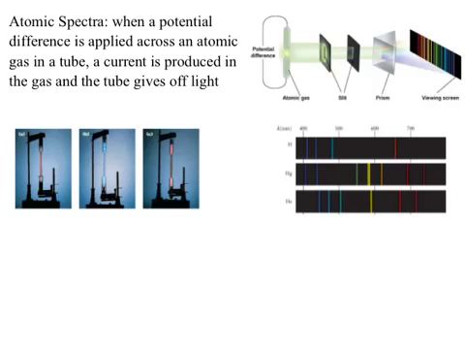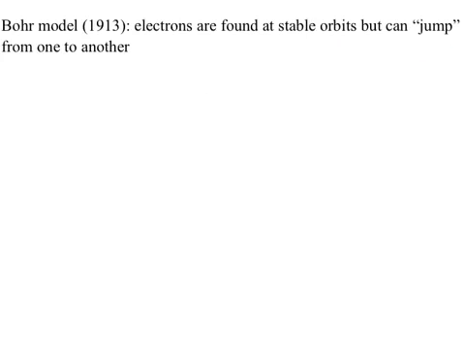Now, what I want to talk about next is called the Bohr model. The Bohr model came as a result of the atomic spectra that we just talked about. And in 1913, Bohr said the following. Bohr said something that to me was not very boring.